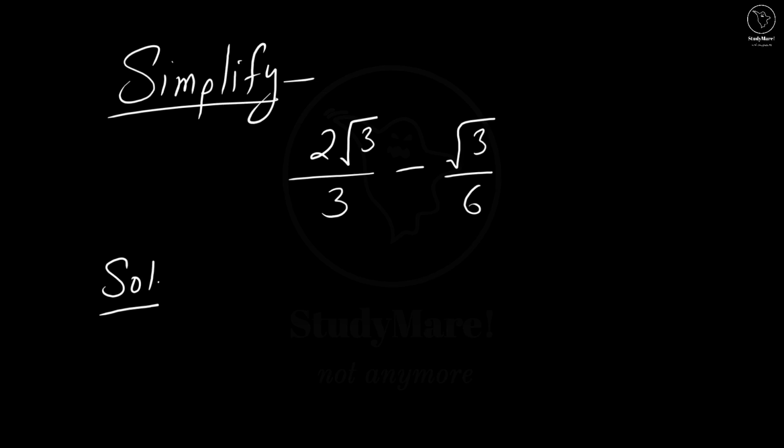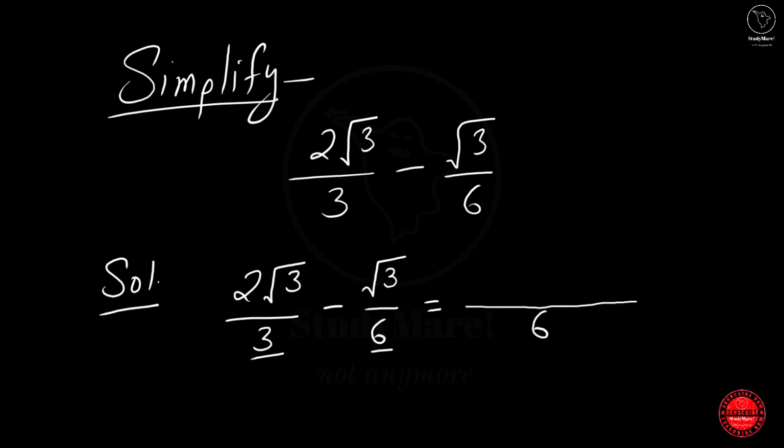The given question is 2 root 3 divided by 3 minus root 3 divided by 6. So the first step would be to take the LCM of 3 and 6, so we can bring the terms together. The LCM is 6. 3 2s are 6, and 2 into 2 root 3 comes over here. Minus, 6 1s are 6, and 1 into root 3 is root 3.